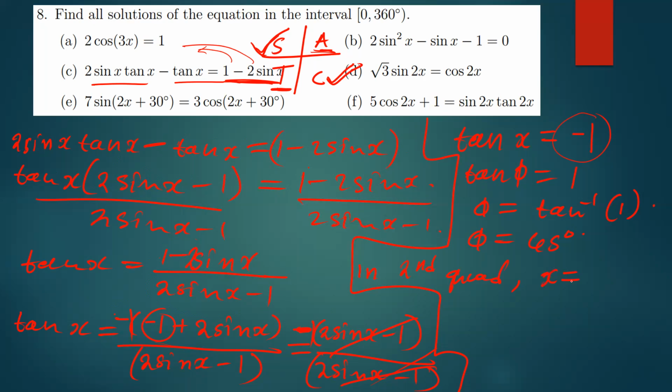x is simply just equal to what? Remember, in the second quadrant, we said it's 180 minus the reference angle. So this would be 180 degrees minus 45 degrees. And this gives us what? 135 degrees.